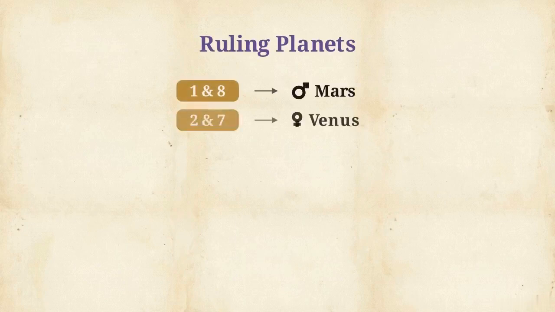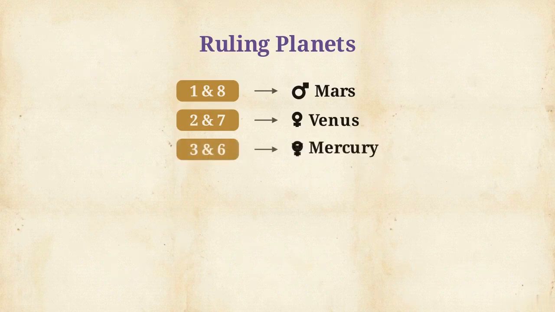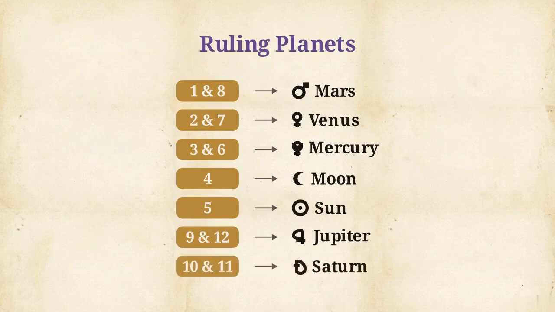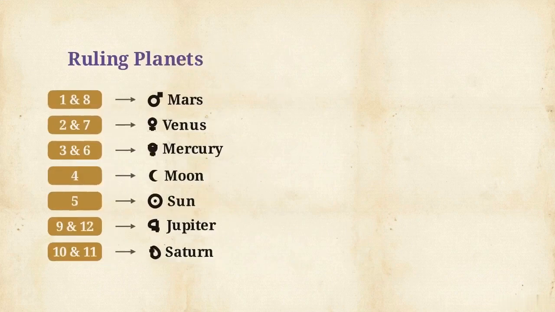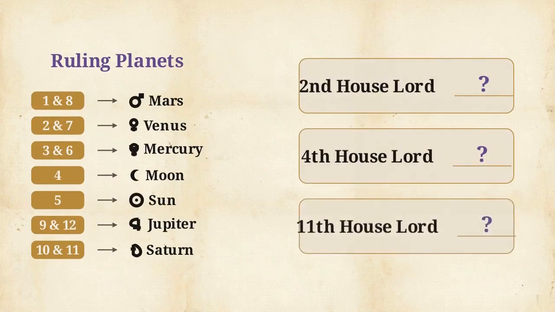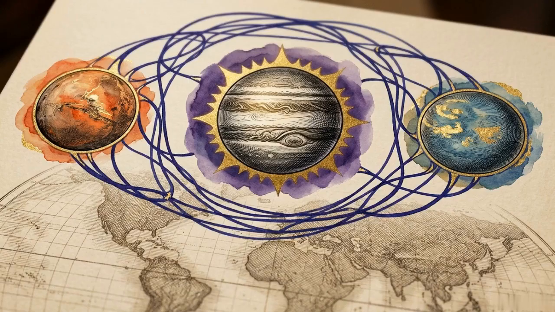1 and 8 point to Mars. 2 and 7 indicate Venus. 3 and 6 are Mercury. 4 is the Moon, and 5 is the Sun. 9 and 12 are Jupiter, while 10 and 11 point to Saturn. Look at the numbers in your 2nd, 4th, and 11th houses, and use the key to write down which specific planets are the lords of those houses. Knowing these planetary lords allows you to see how different areas of your life connect to generate income.